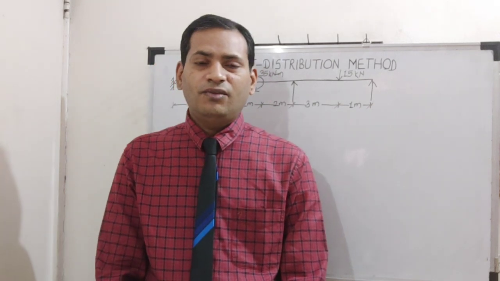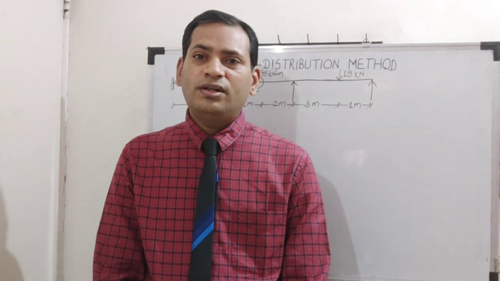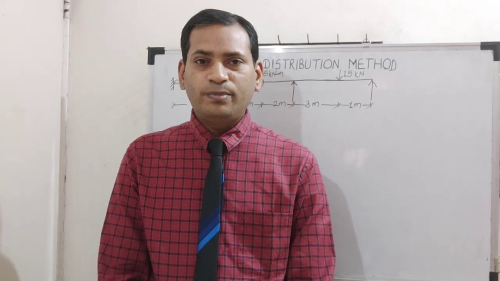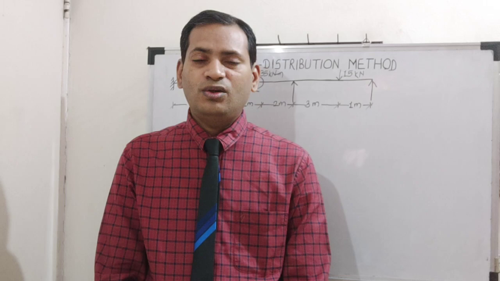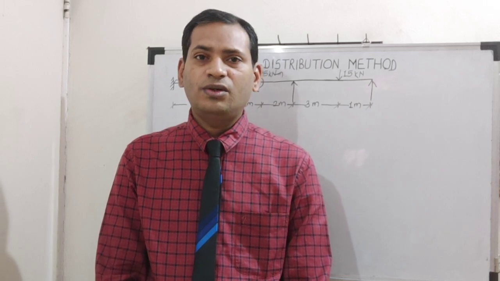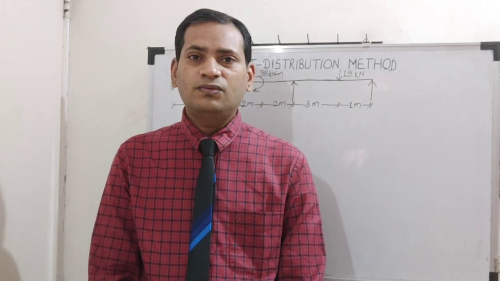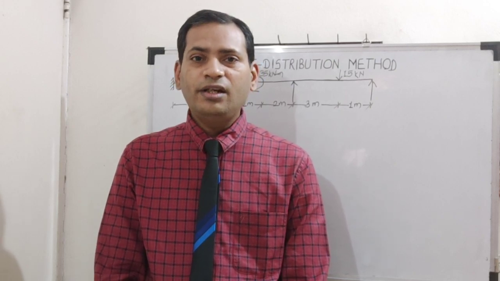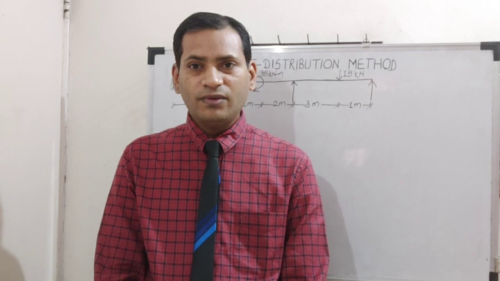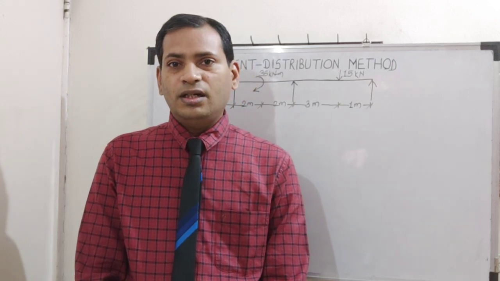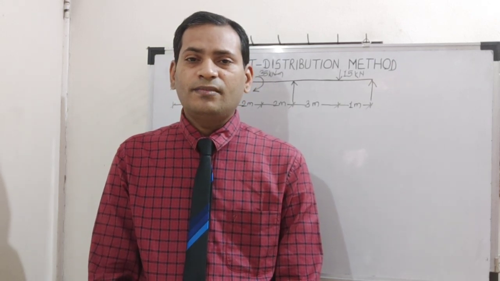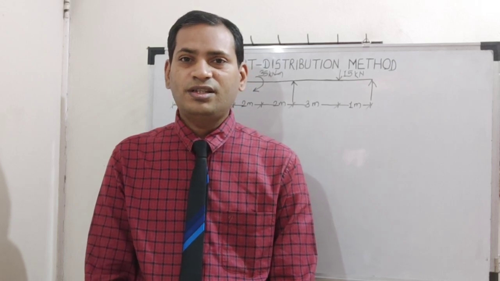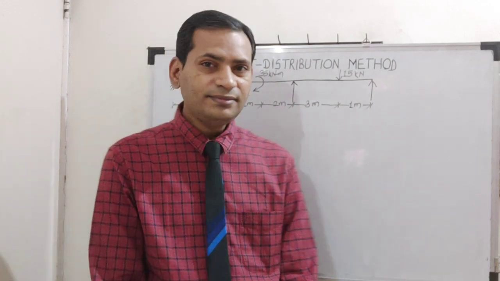We have seen one introductory problem on moment distribution method wherein we solved a two-span continuous beam and one common joint was there, and we also saw how to distribute moment for these two spans. Today we have a little bit complicated problem, a different variety, and we shall try to solve this problem with moment distribution method. Okay, so let us see what is the given data.